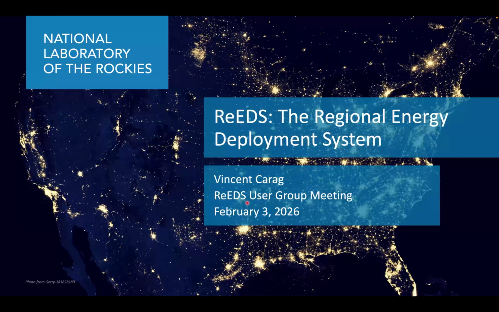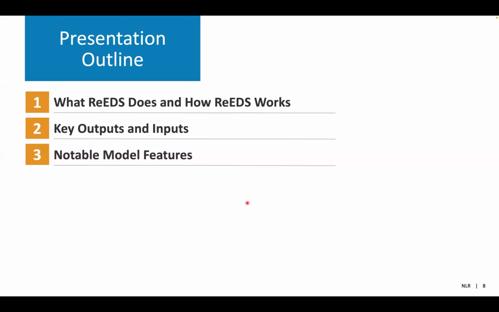My name is Vincent Carag, and I'm a researcher here at the National Lab of the Rockies and the developer of the Regional Energy Deployment System, or ReEDS. So over the next 50 minutes or so, I'll be presenting an introduction to the ReEDS model, splitting the presentation into three major sections. We'll start with a brief model overview explaining high level what ReEDS is and how ReEDS works. We'll then go over key outputs and inputs of the model. And then lastly, we'll dive deeper into some key model features to better understand how ReEDS goes about its decision-making.